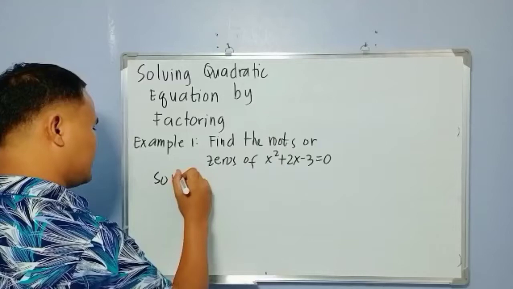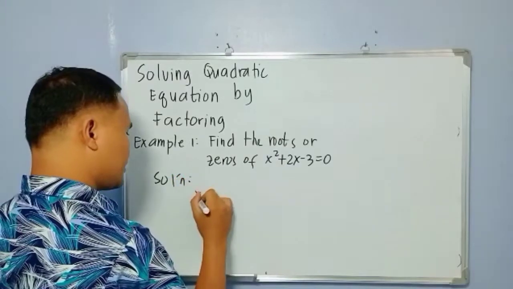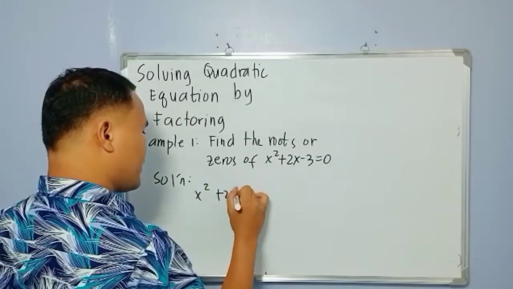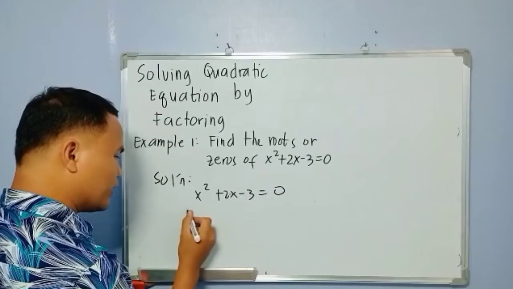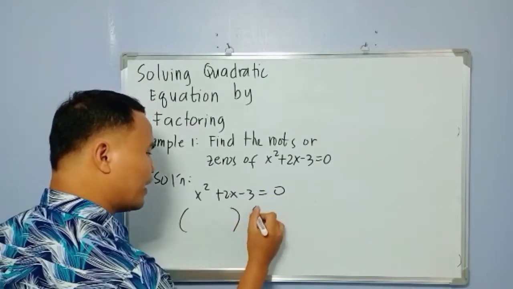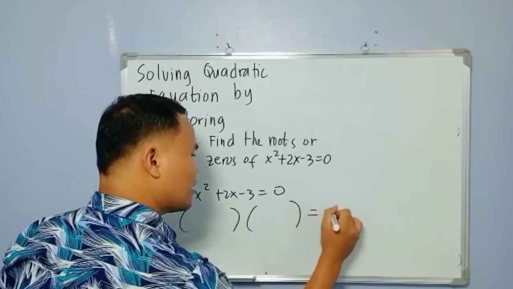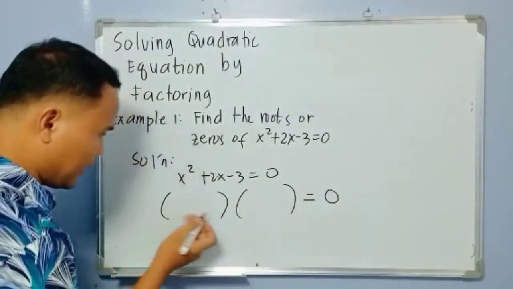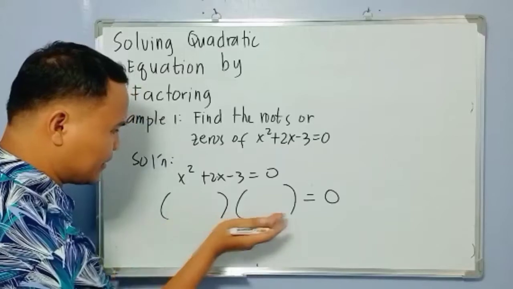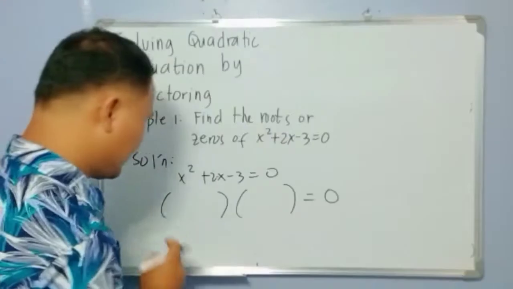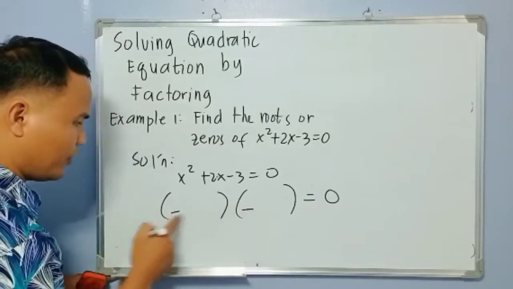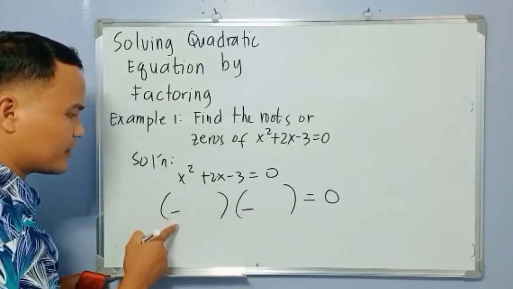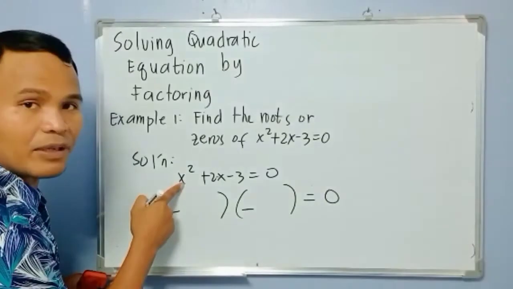Solution. x squared plus 2x minus 3 equals 0. You are going to create two parentheses, then equate to 0. The insides of these parentheses are two binomials. The first terms of the two binomials are the factors of the quadratic term.